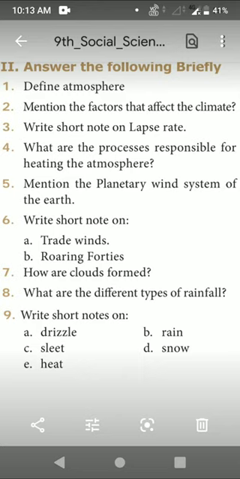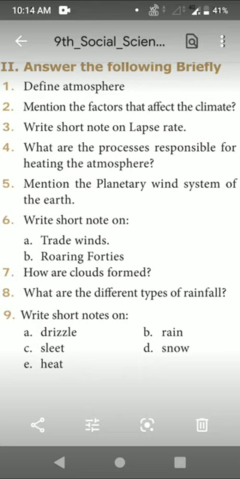Next, second question. Mention the factors that affect the climate. The factors that affect weather and climate are latitude or distance from the equator, altitude, that is height above the sea level, nearness to the sea, nature of the prevailing winds, mountain barrier, cloud cover, ocean currents and natural vegetation. This is a very important question.